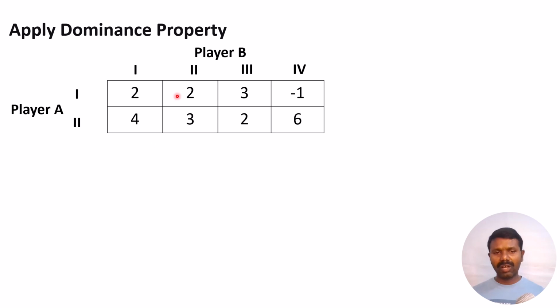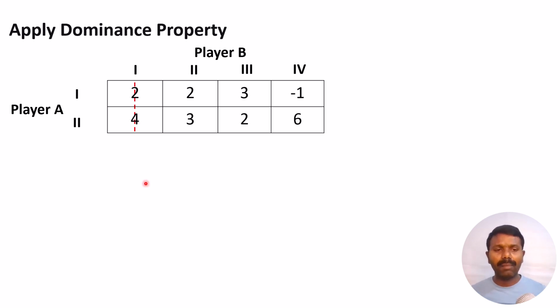Then let us come to the columns, because there are only two rows. If you come to the columns, here both are the same, and here the first strategy is dominating the second strategy, because 4 is a bigger number than 3. So here the first column is dominating the second column. That means whichever is dominating, that we need to remove. So here we will be removing the first strategy.